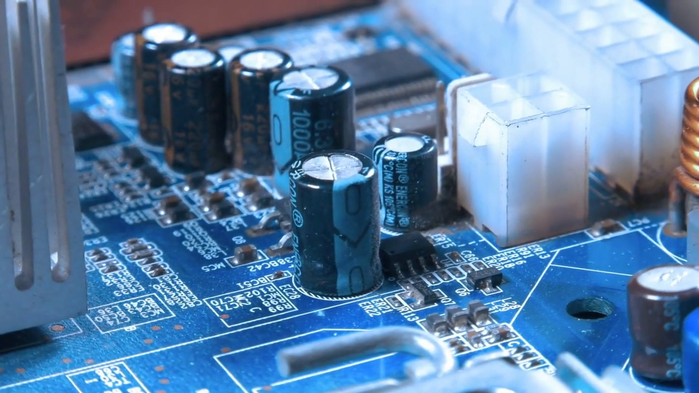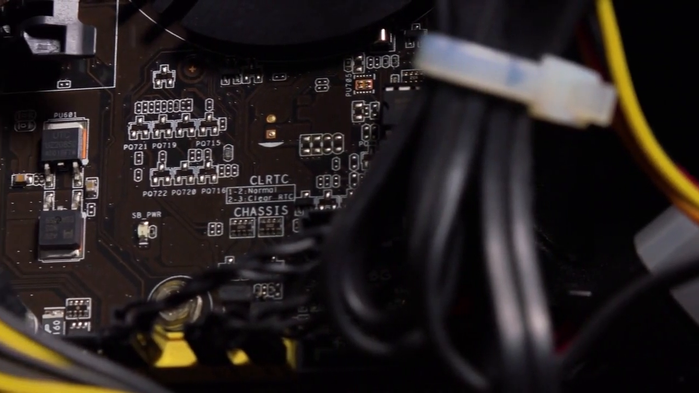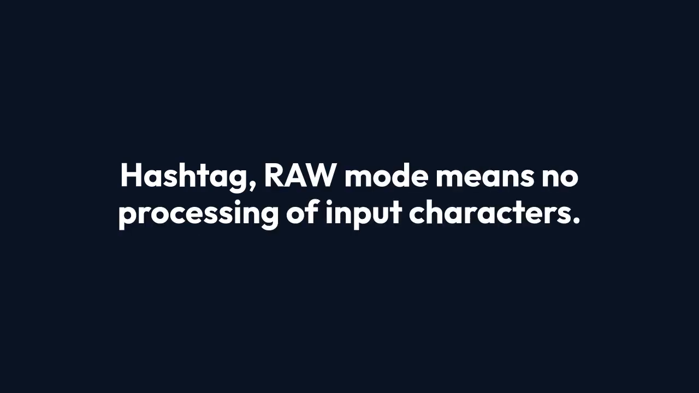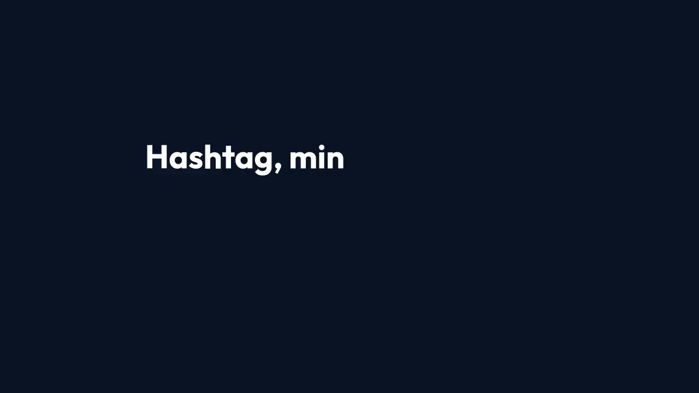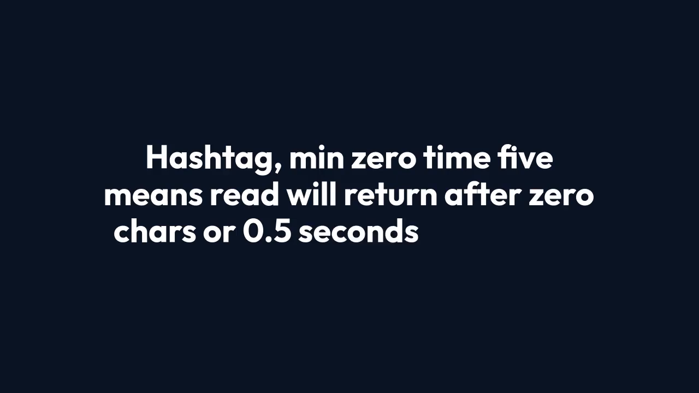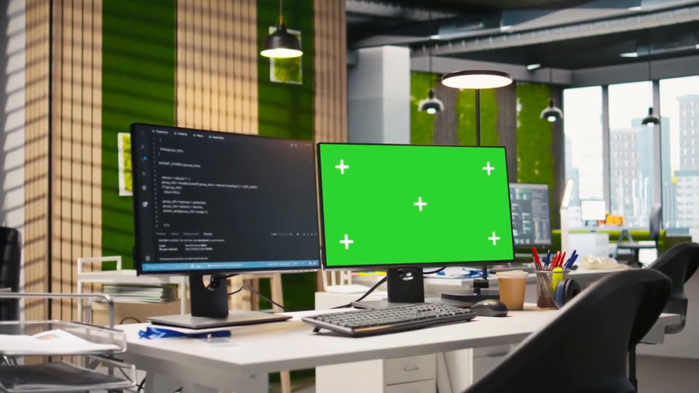Bash. #!/bin/bash. # Save current terminal settings to restore them later. OLD_STTY=$(stty -g). # Change terminal settings for reading the response. # Raw mode means no processing of input characters. # -echo means characters typed won't be displayed. # min 0 time 5 means read will return after 0 chars or 0.5 seconds if no input. stty raw -echo min 0 time 5.